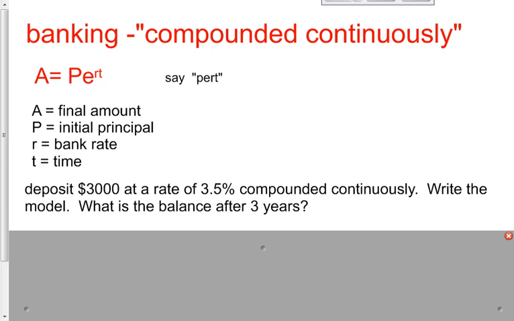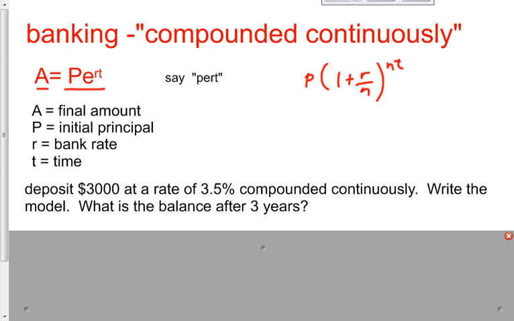When we're doing the e function with banking, it is specifically for word problems that use the phrase compounded continuously. So instead of using your regular banking formula, which was the initial value times 1 plus rate over n raised to the nt, if you now see specifically the phrase compounded continuously, we're going to switch to this formula right here. A equals P times e raised to the rt.